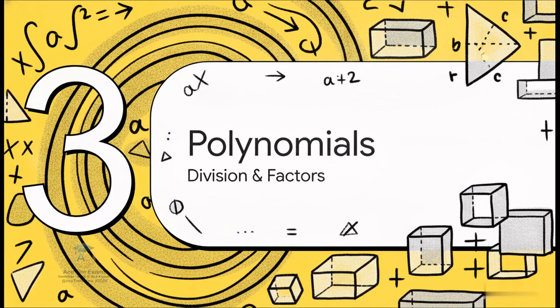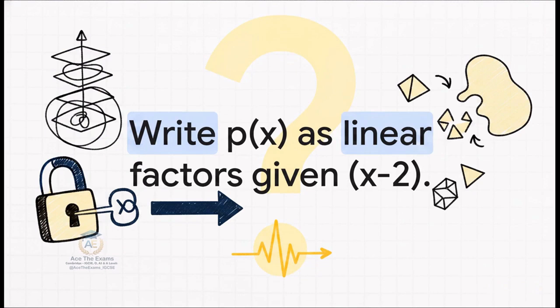With those curves mapped out, we escalate to Zone 3, conquering polynomials. Let's look at question 4. It throws a massive degree 4 polynomial right at us, but gives us a single lifeline, the factor x minus 2. We're asked to break it down completely.